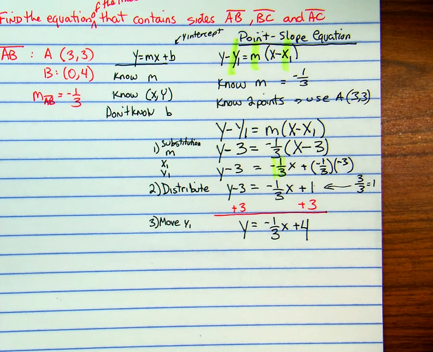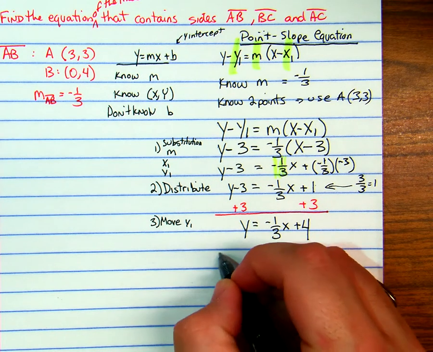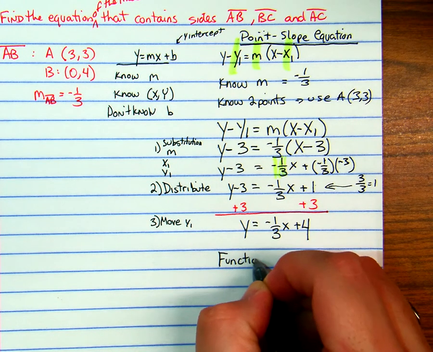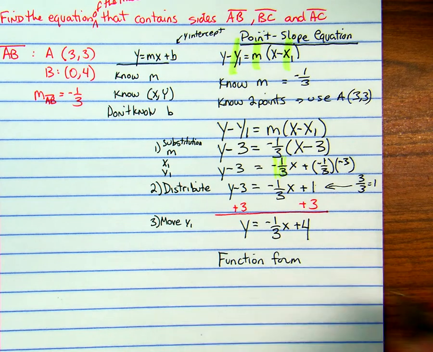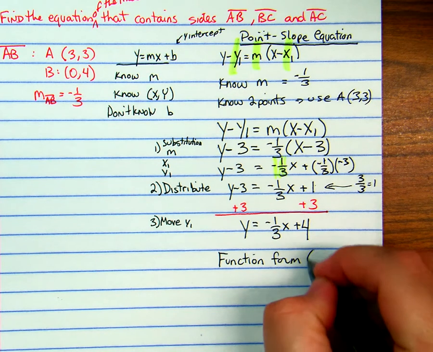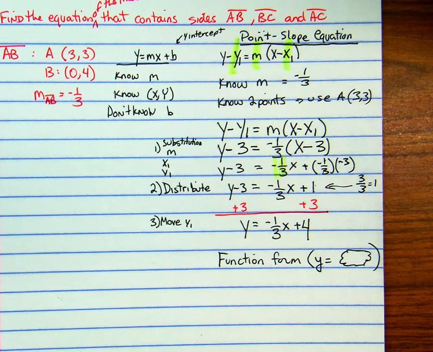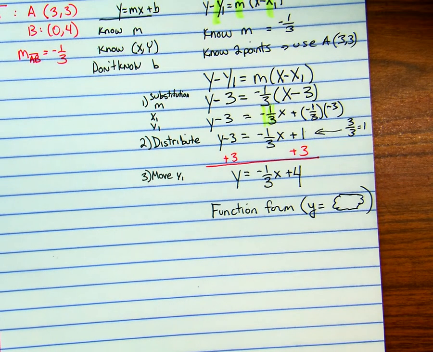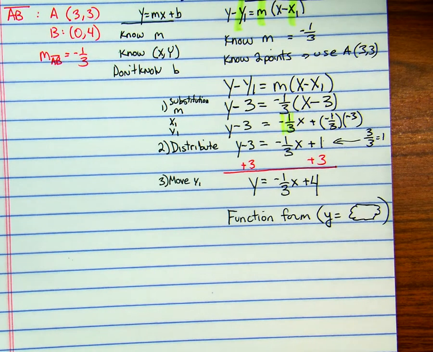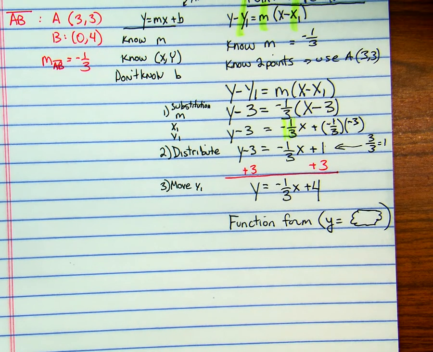Now, this is in perfect form because this is what we call function form. Whenever you have y equals something, it's in function form. So once you have that, you can put it into a graphing calculator and graph it. You can do all sorts of things with it. So you want to put things into function form whenever you possibly can. Yes, sir? Isn't that y equals mx plus b now? It is y equals mx plus b.